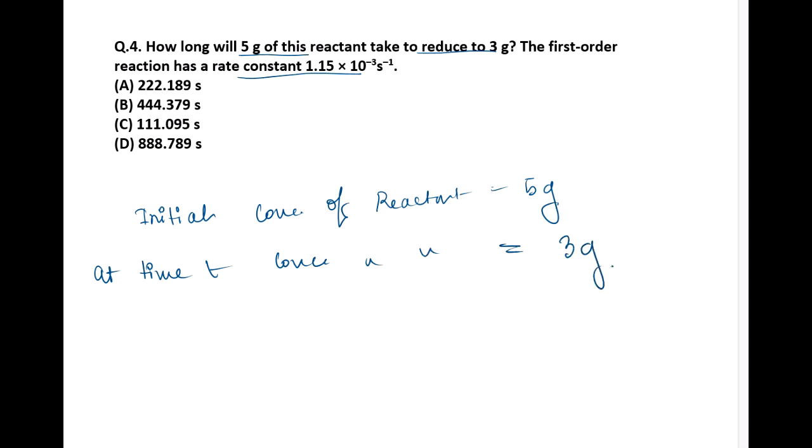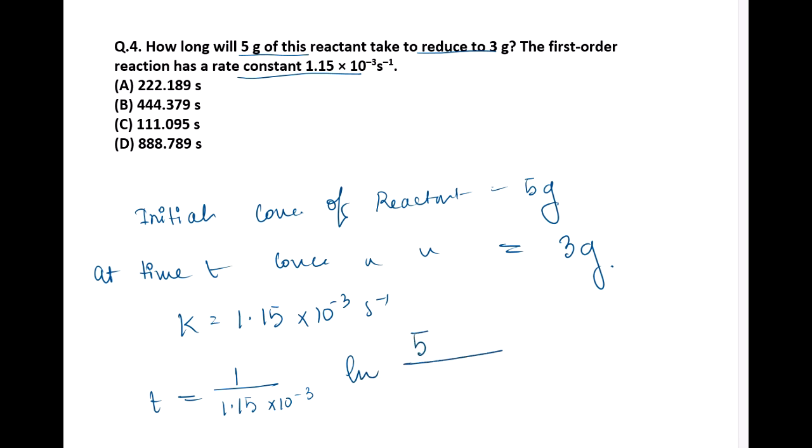The first order reaction rate constant is given as 1.15 into 10 to the power minus 3 per second. So we have to find out the time required. As we know, time required is equal to 1 by 1.15 into 10 to the power minus 3 times ln of initial concentration 5 by the remaining concentration, A0 by A. The remaining concentration of the reactant is important. The reactant is to reduce to 3 grams, so the remaining concentration is 3.